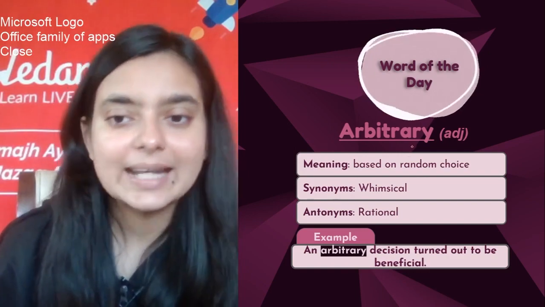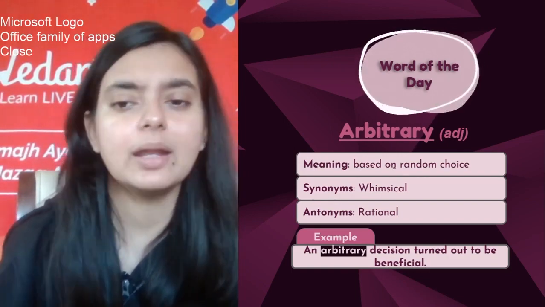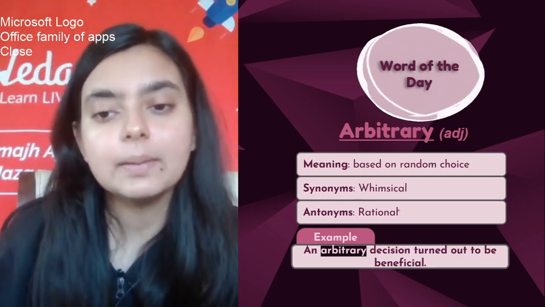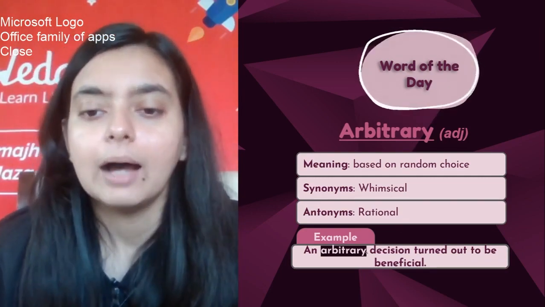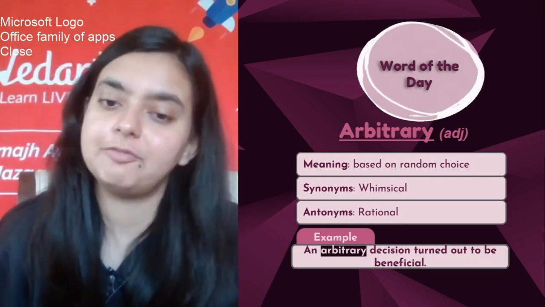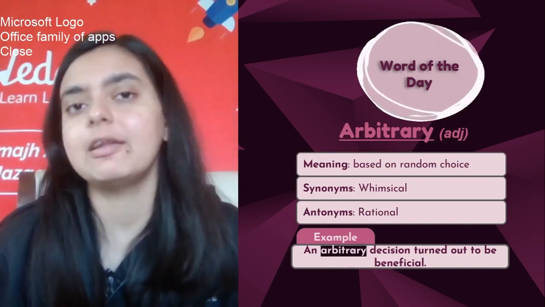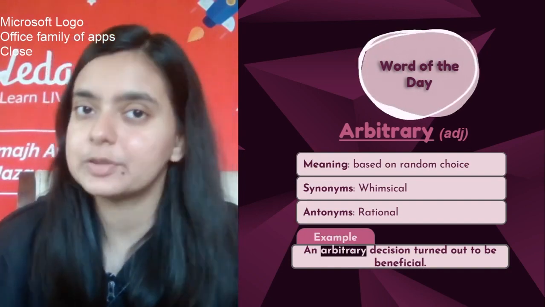So arbitrary is an adjective which means based on random choice. The synonym is whimsical and the antonym is rational. For example, an arbitrary decision turned out to be beneficial. So it was a random decision, but still it turned out to be beneficial. That's what the sentence is trying to tell you.